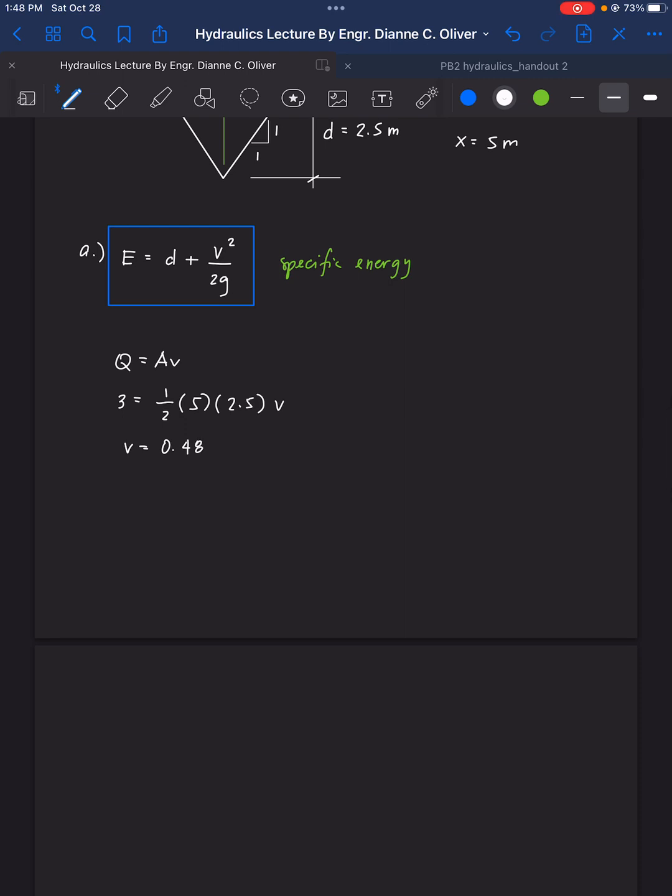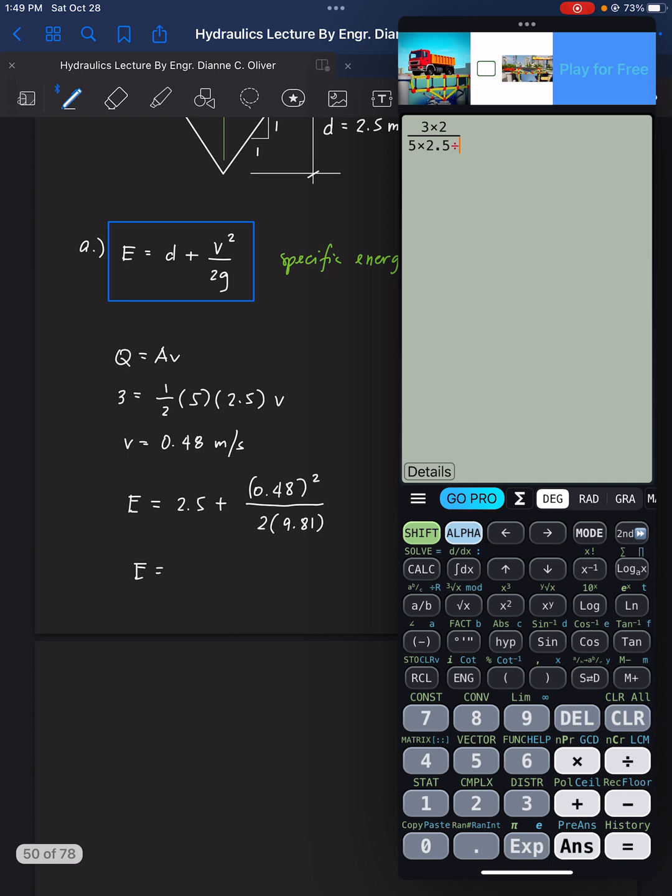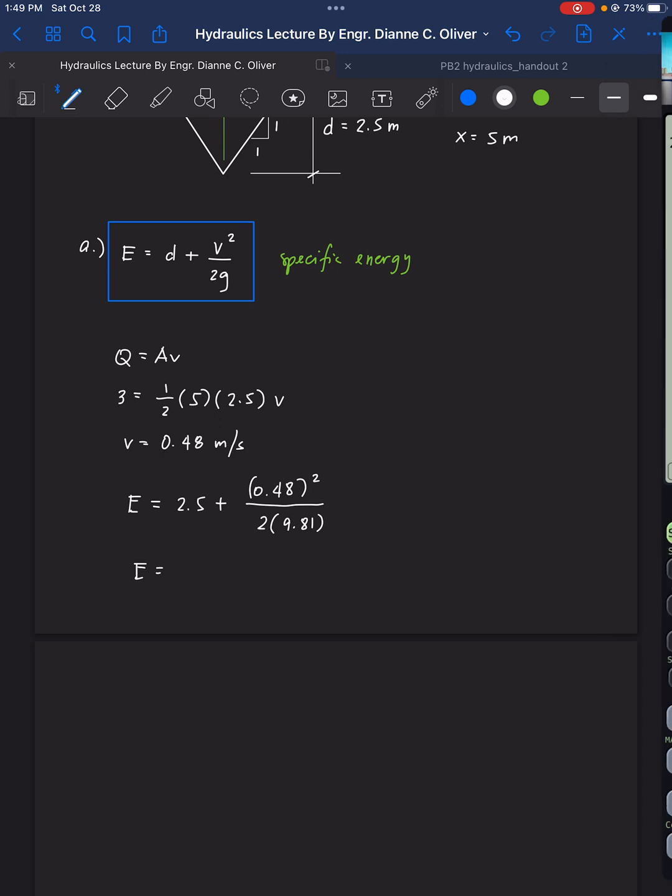Therefore, the specific energy is now equal to 2.5 for the depth plus the velocity head of 0.48 squared divided by twice the gravitational acceleration. So E, specific energy, is equal to 2.5 plus 0.48 squared over 2 times 9.81. So that is 2.51 meters for the specific energy.